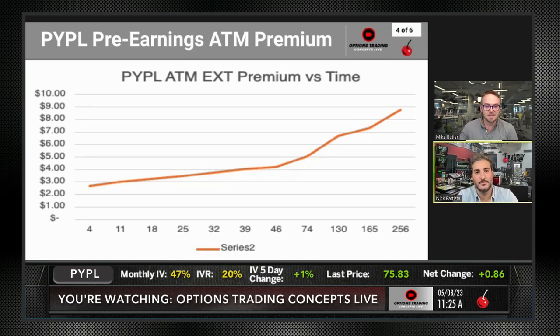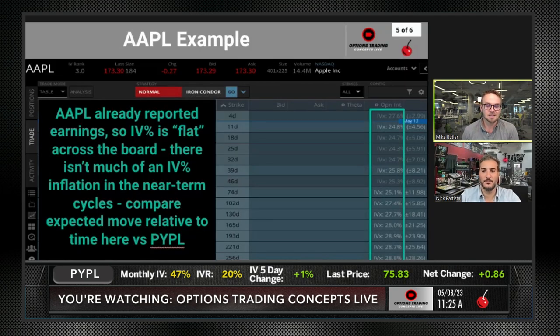All right. So if we get to the next slide here, we can look at a different example. Apple reported earnings previously, and because they've already reported, all the implied volatility from a binary announcement, at least, has come out of this implied volatility landscape. So you can see here, all of these expirations are between 24% and 28%. This shows you what we are going to expect from PayPal.